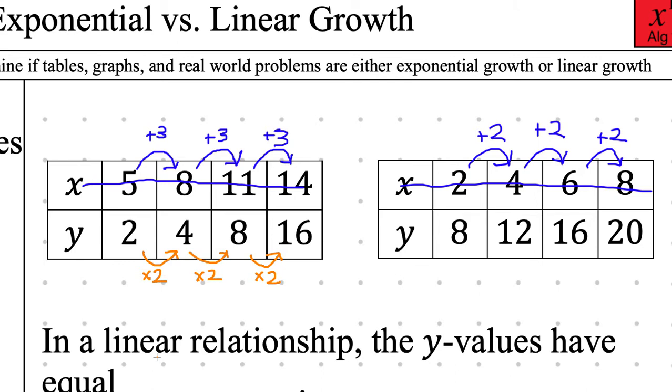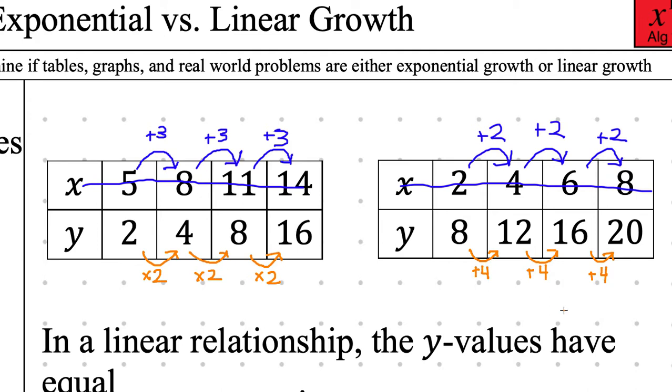What about the y values in the second table with the quiet raised hand? What is the pattern? Eamon? It is plus 4, and then it's plus 4, plus 4, plus 4. Adding 4 each time. Perfect. And that's the main difference.